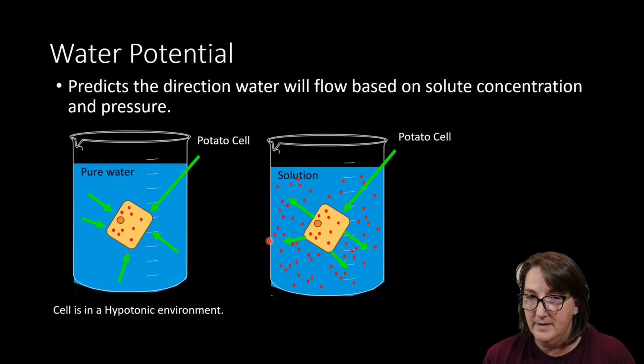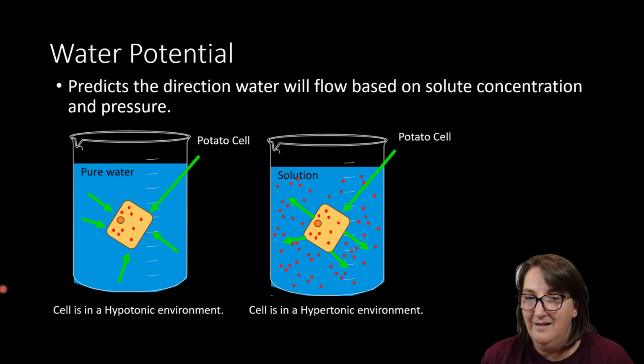Here I have the opposite. I have more solute outside. I have a higher concentration of solutes outside than I do inside. So that means these solutes are taking up places where water could be. So I have a lower concentration of water molecules out here, and I have a higher concentration of water molecules in here. So it wants to go from a high to a low environment. So these are going to leave the cell. This will shrivel up as the water leaves it to go into the solution.